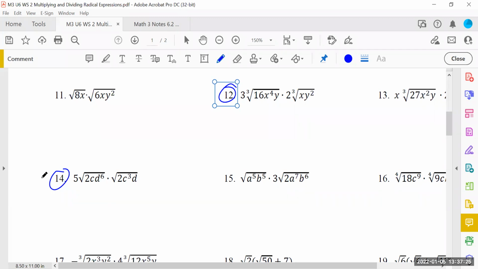Where'd you get them from? Go ahead and go back to them. Cool. And if you're not sure, raise your hand, ask me, ask somebody else at your table, help each other out. Let's see if we can get 12 and 14 done.